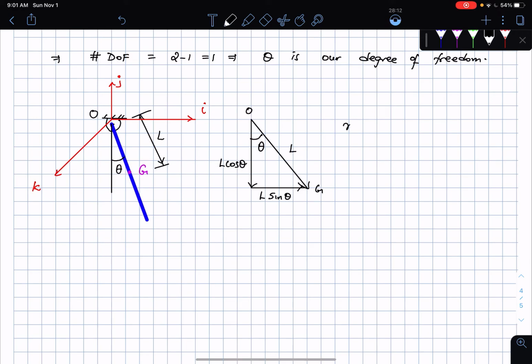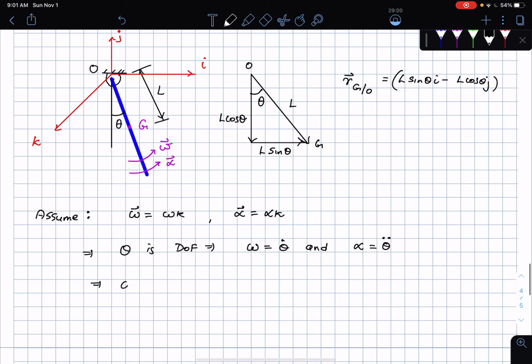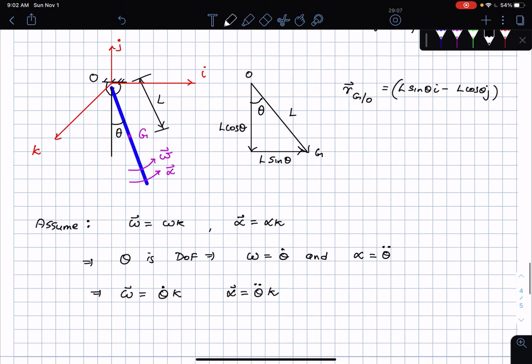All right, so the position vector from O to G is written as L sin theta i, L cos theta j. I'm going to assume that the angular velocity and angular acceleration of the bar are in the following direction. So this is alpha, this is omega, so I'm going to assume that omega is omega k, and alpha is alpha k. We don't know, and because theta is the degree of freedom, this tells me that omega is theta dot and alpha is theta double dot. Which further tells me that omega is theta dot k, alpha is theta double dot k. This is the assumption that I have.